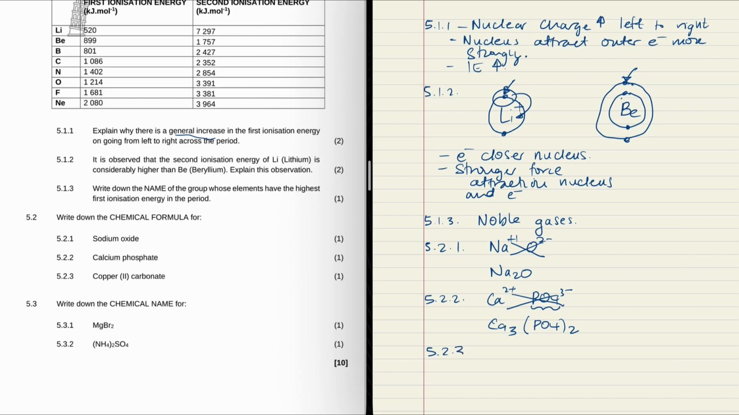Question 5.2.3, copper(II) carbonate. So copper is Cu, II meaning 2+, and then carbonate is CO3 2-. Now these cancel, so I can simply join them as CuCO3.